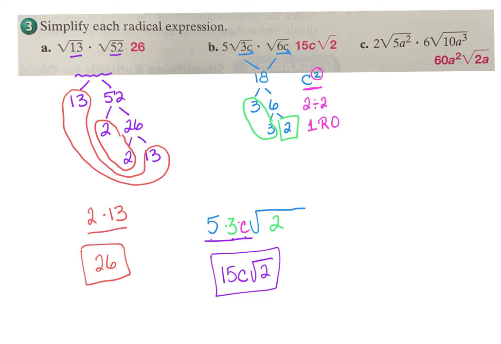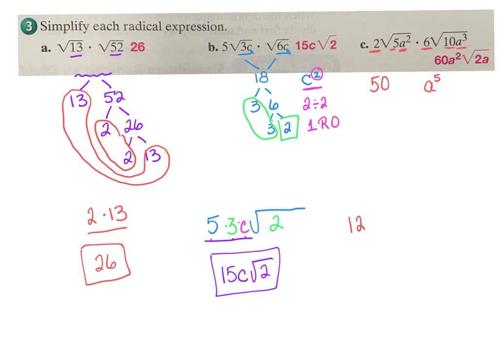Let's look at the last one. For the last one, I have 2 numbers here on the outside. I have 2 times 6, which is automatically on the outside. 2 times 6 is 12. On the inside, I have 5 times 10, and you may have multiplied that. 5 times 10 is 50, and I have a squared times a cubed. Well, we add those exponents, so I have a to the 5th.